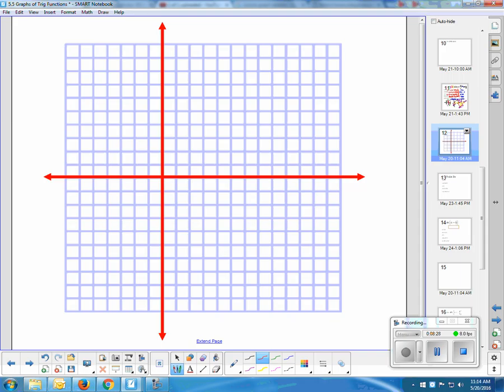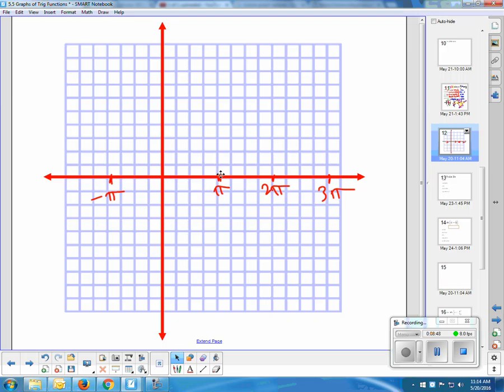I'll go 1, 2, 3, 4. I'll make this pi. 1, 2, 3, 4, 2 pi. 1, 2, 3, 4, 3 pi, and 1, 2, 3, 4, negative pi. So I've scaled this out nicely.